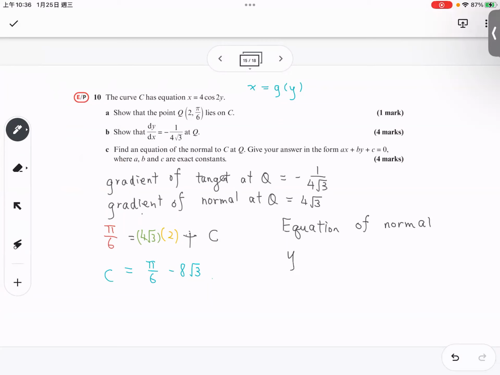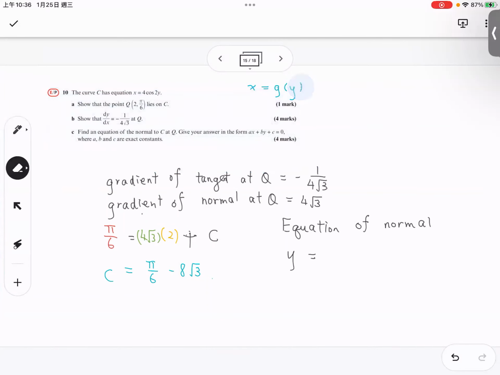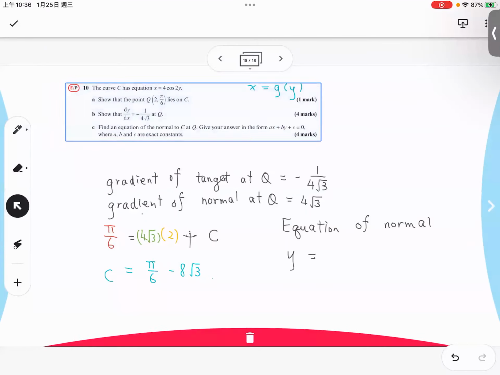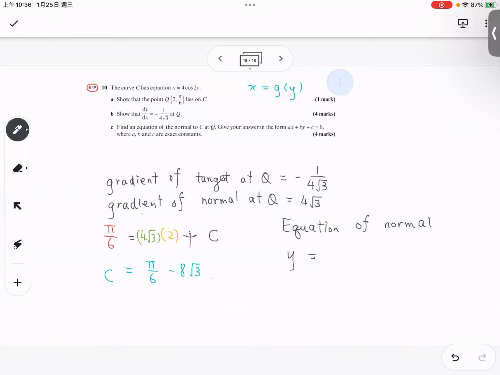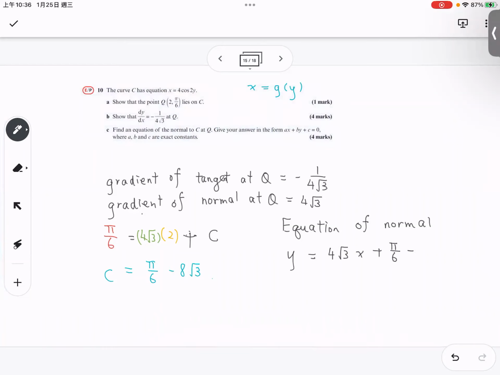y is equal to... I'm sorry, let's remove it again. That is, the slope is 4 square root 3 x plus pi over 6 minus 8 root 3. Make it as a general form.